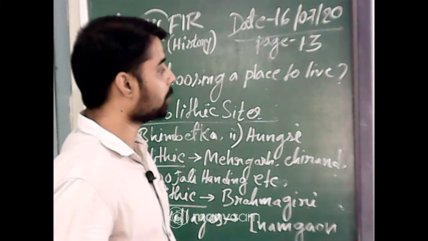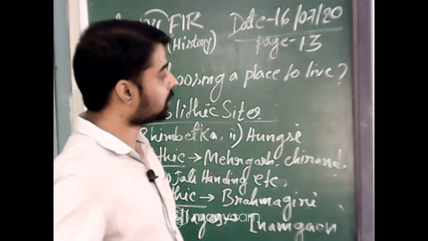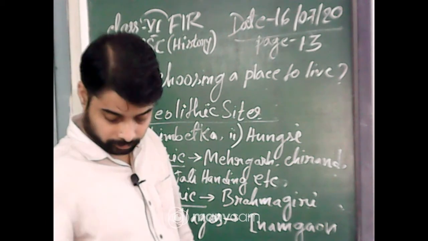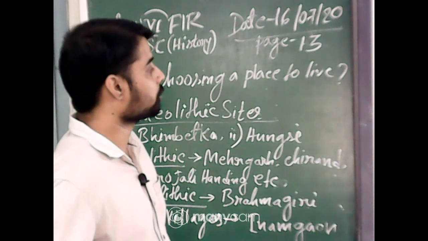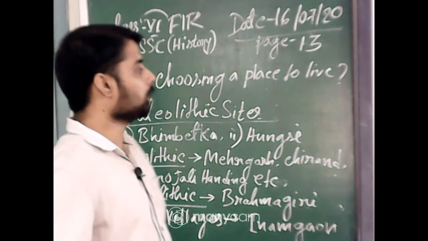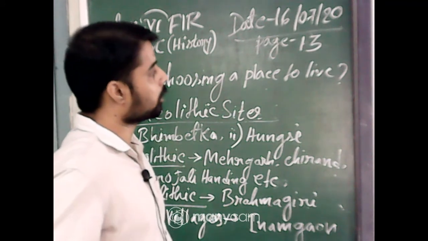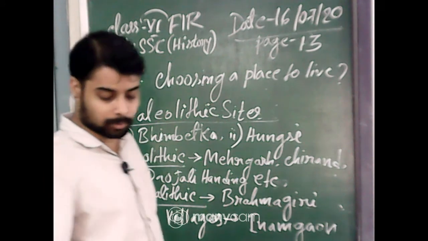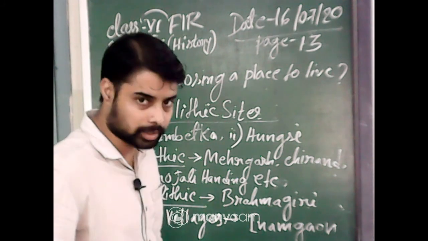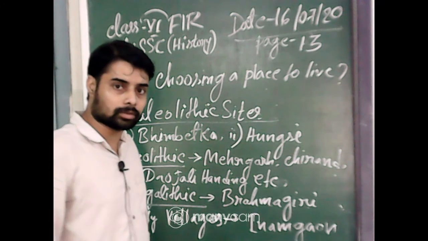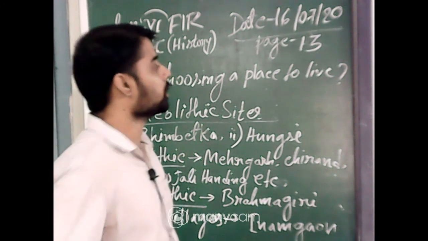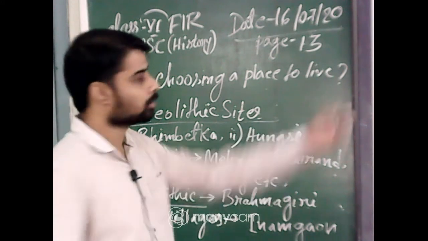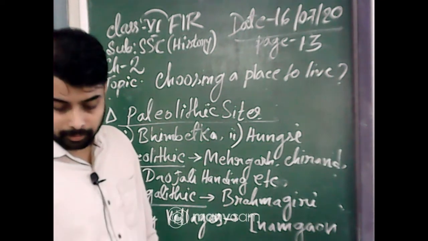Sir, where is the map 2? Map 2 is on page number 13. Page 14? Okay. Actually, I think you have a different book. There are two books, the old NCERT book and the new NCERT book. Those students who have the new NCERT book will find this map on page number 13, and those who have the old NCERT book, I think they have it on page number 14.